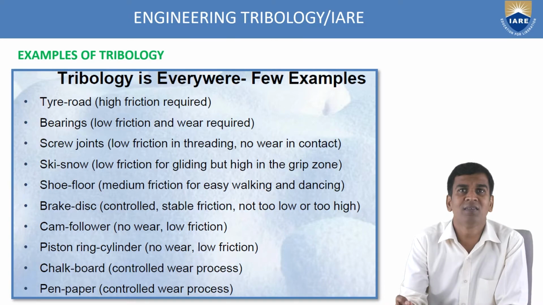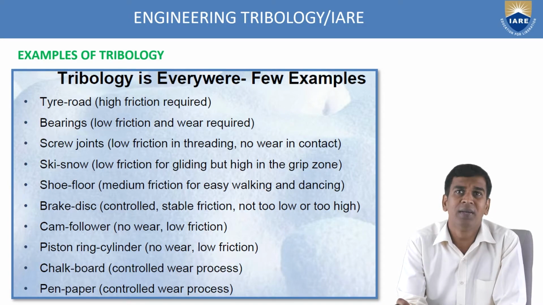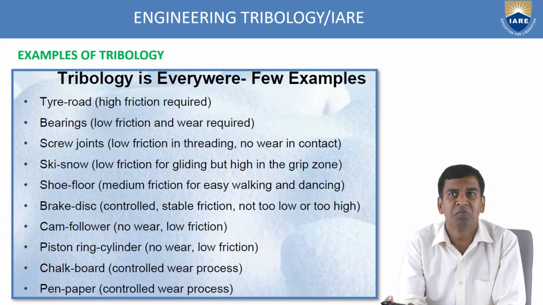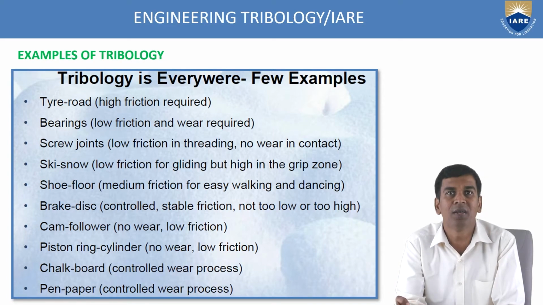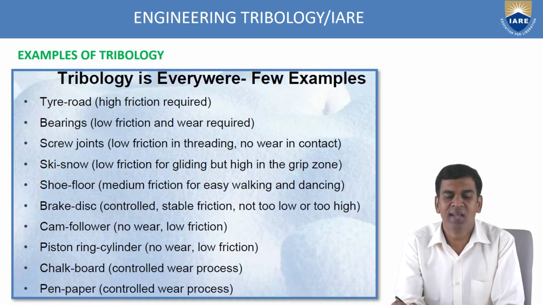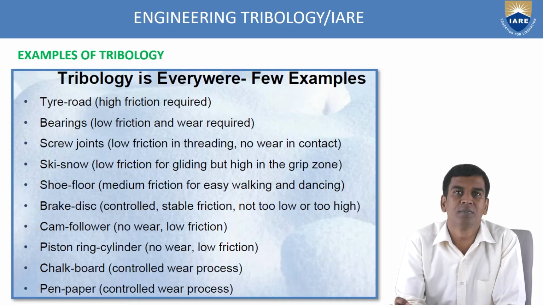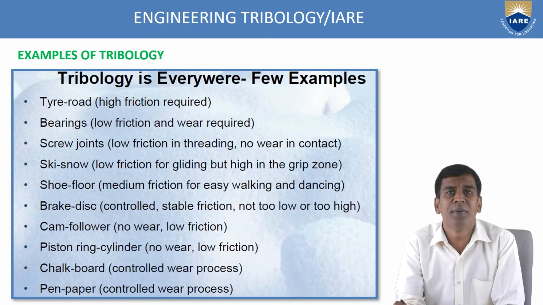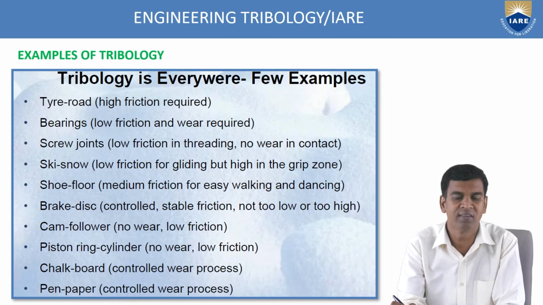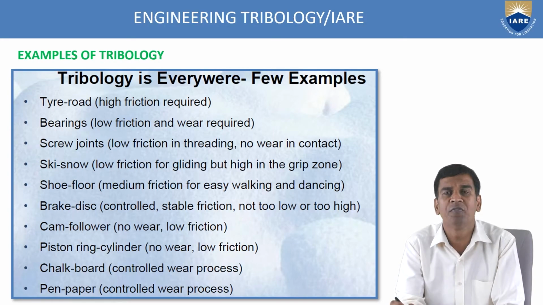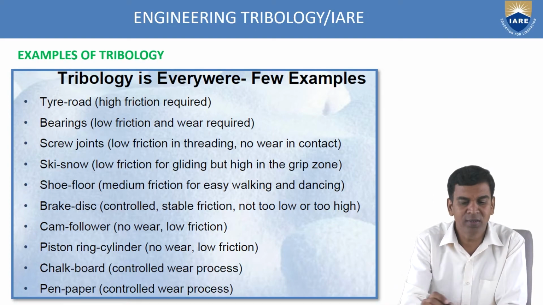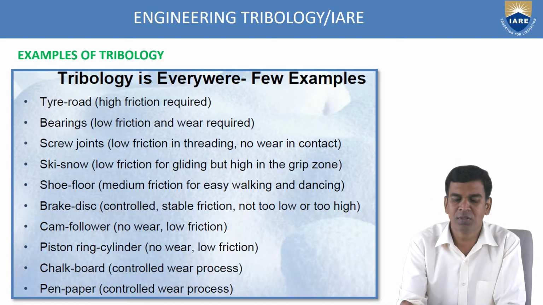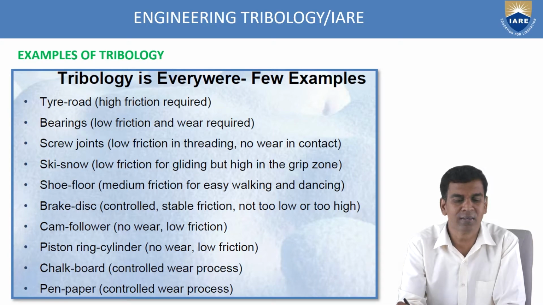Now let's see some examples of tribology. Tribology is used everywhere, but we will consider some industrial applications. First one, tire and the road. Here, high friction is required. Second one, in bearings also tribology is used. Here, low friction and wear are required. And screw joints: low friction in threading and no wear in contact. Okay, skiing: here low friction of gliding and high friction in the grip zone.